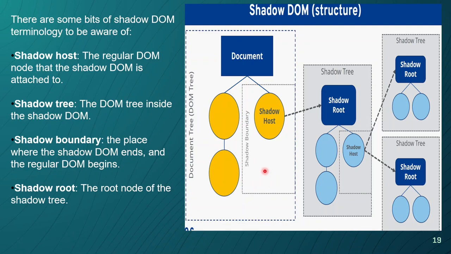Next, we have the shadow root, that is the root node of the shadow tree. Now, this is the most important element that we are going to inspect. Suppose if you want to inspect this element, we will inspect the shadow root, we will inspect the shadow host. We will understand that. But for now, these are some of the terminologies that are used in the Shadow DOM structure.